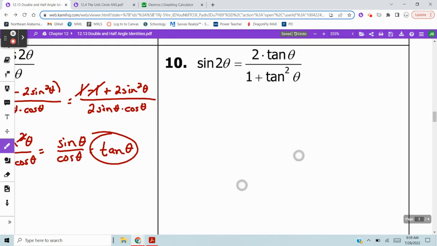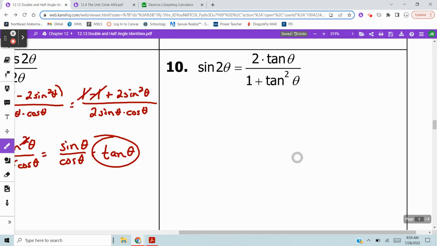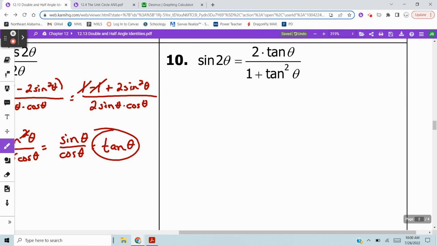Okay, the last one of these. We have the sine of 2 theta is equal to 2 times tan over 1 plus tan squared. So this one's going to be a little bit trickier, but let me give you some advice. Anytime I'm dealing with proofs that involve tangent, I like to get everything in terms of sines and cosines. It just seems like it's so much easier to work with.